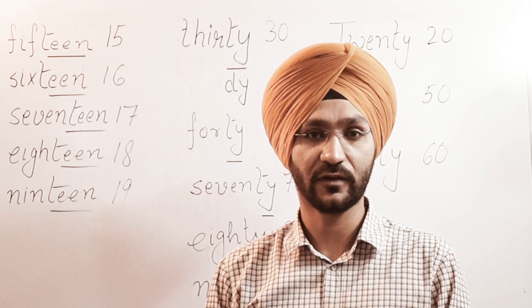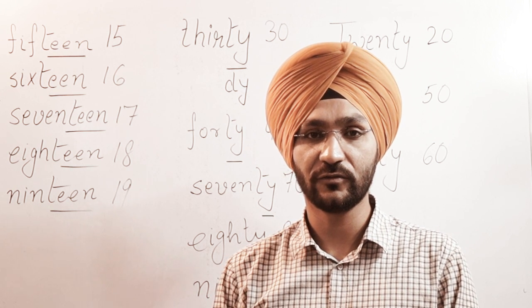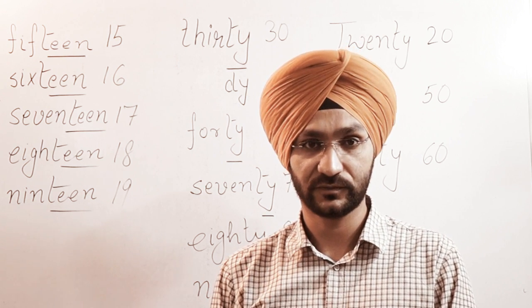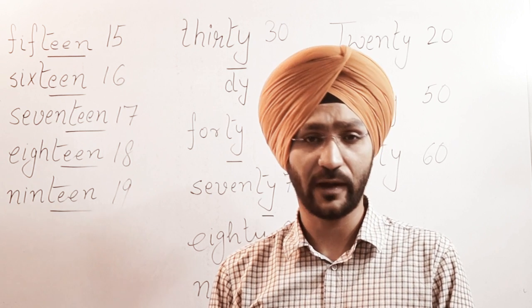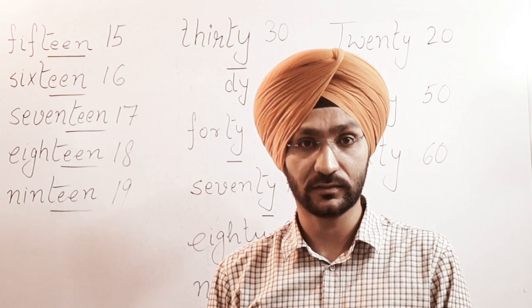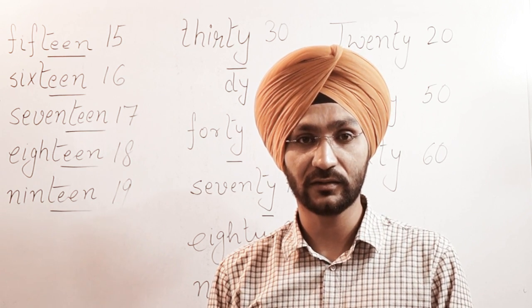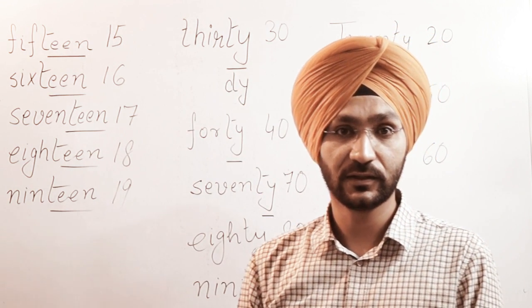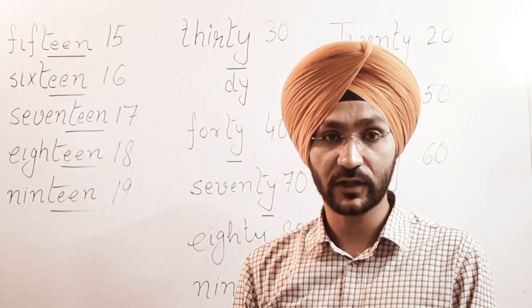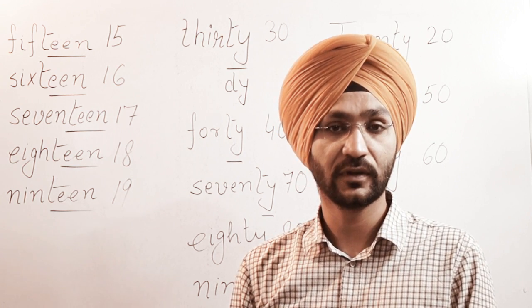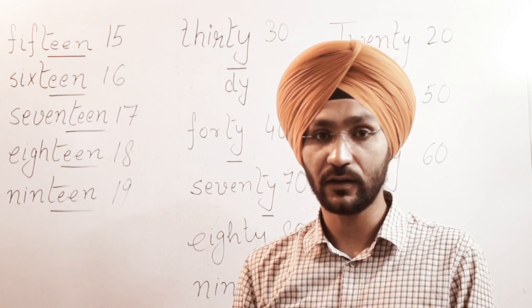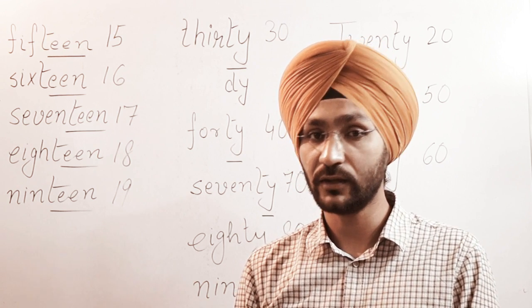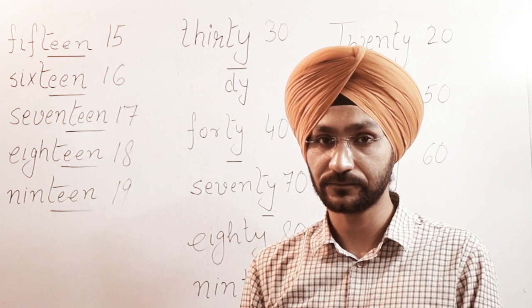Alright, that's the first rule. Second rule, it has to do with the pronunciation of the letter T in numbers that end with 0. In this case, T is a flap T. It turns into D, and it sounds like a D. For example, 30, 40, 70, 80, 90.